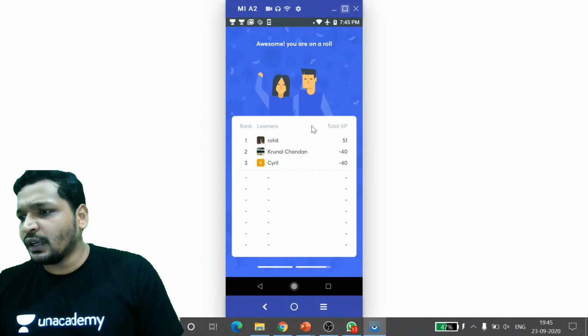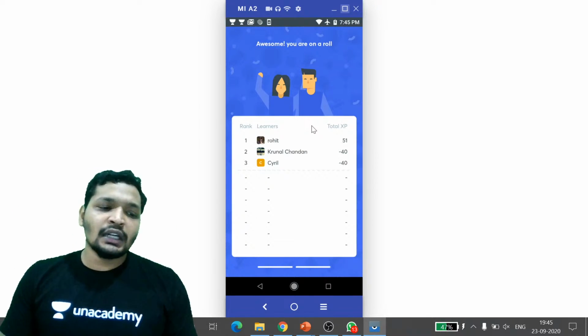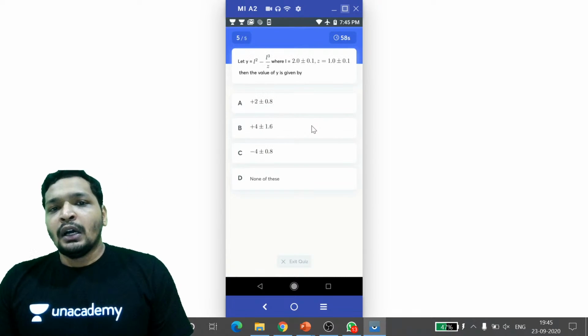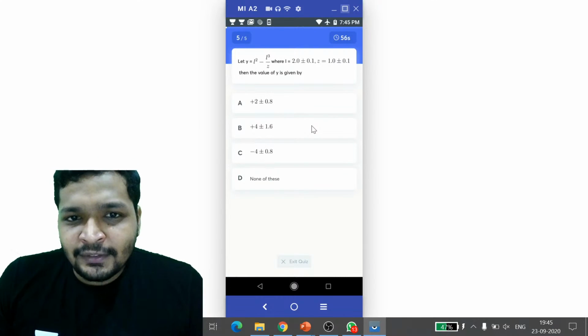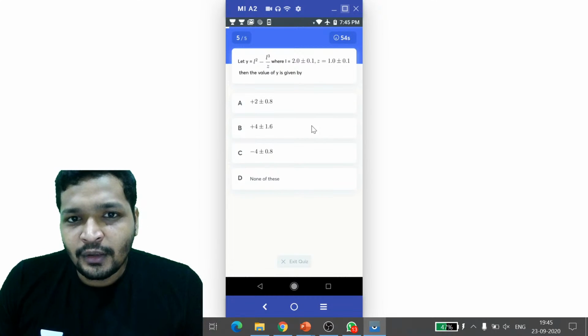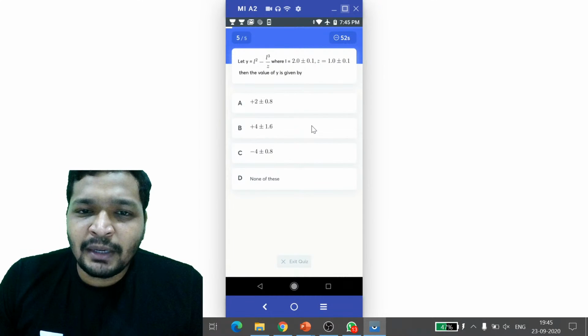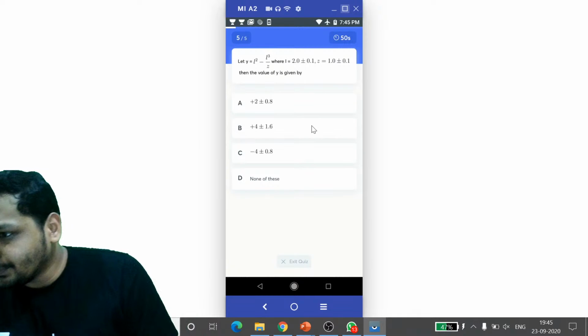I believe this is going to be our last question, and after that we'll start discussing the paper. All right, so I believe this is easy. Y is equal to L square minus L cube divided by Z.